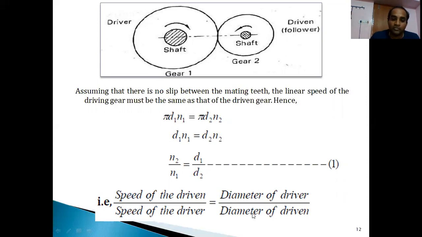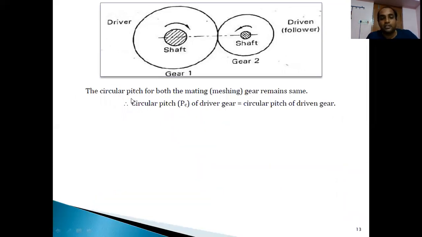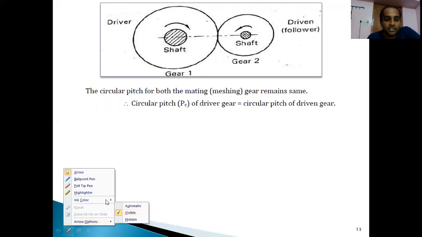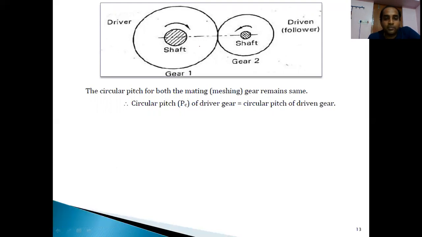Now, along with this, another term adds for the gears, that is regarding the number of teeth also. Let us see how it happens here. The circular pitch for both the mating gears remains the same. This is the circular pitch according to the definition, where the two gears' teeth are meeting here.